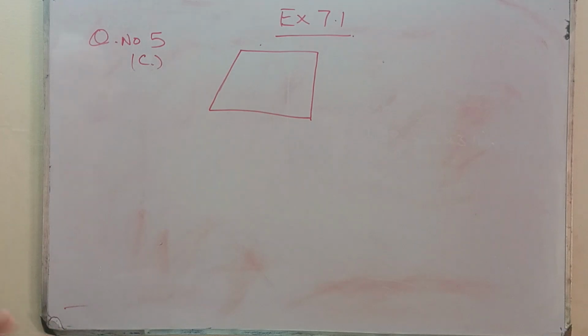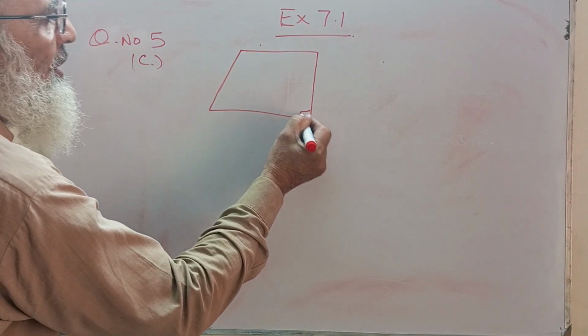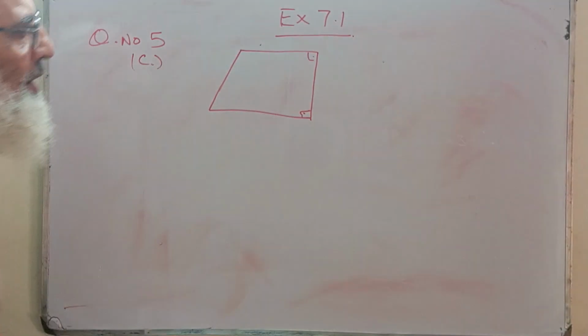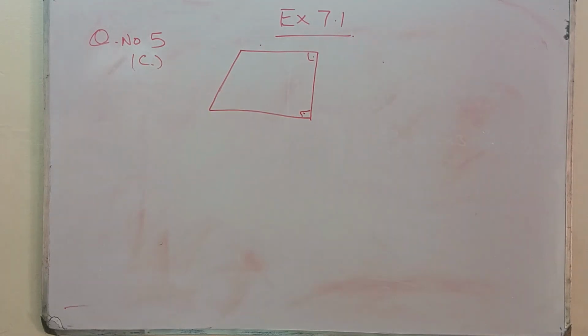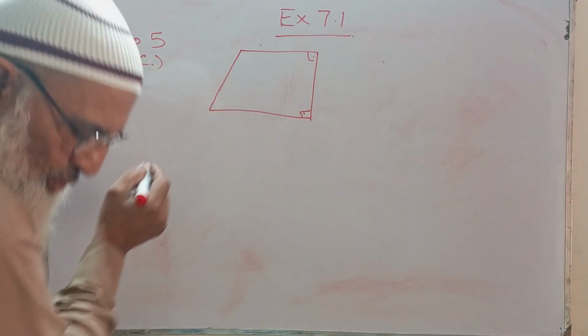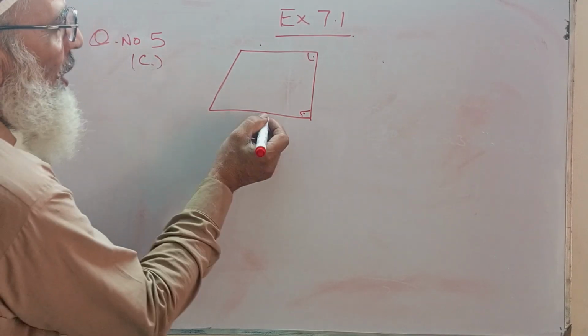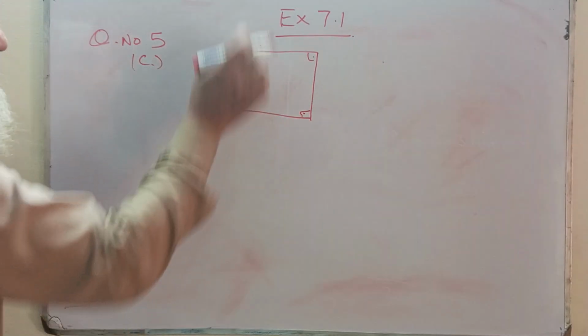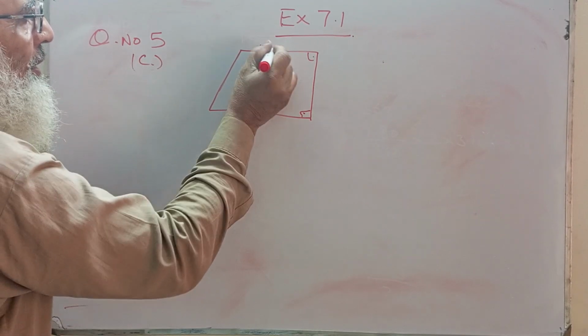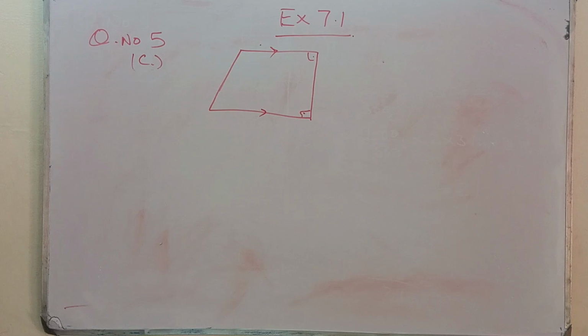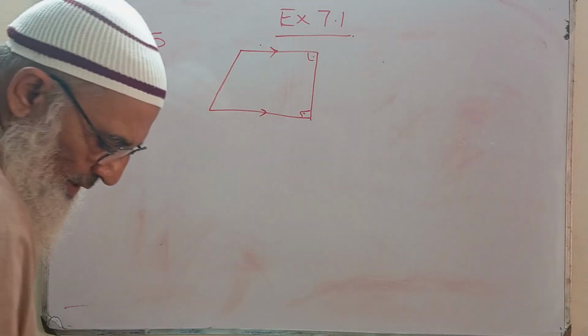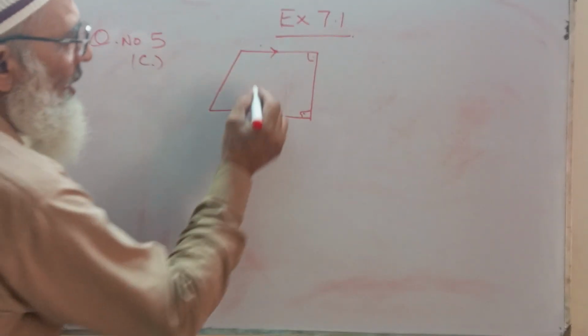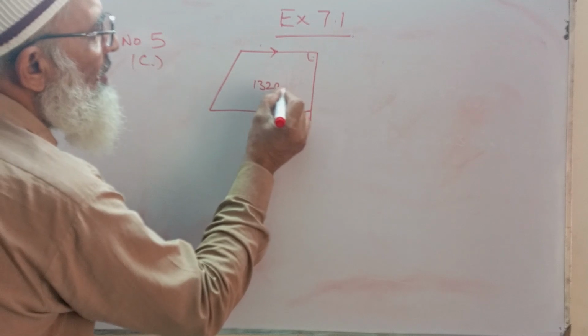Now you see that this sign is given over here, and this sign is also given over here, which means that these are at right angle. It also means that the two are parallel, and these are the two converging sides. So it is very easy again. The area is 132 centimeter square.